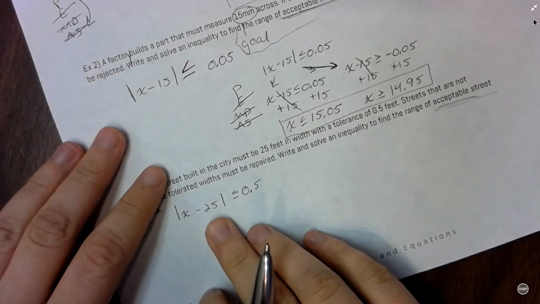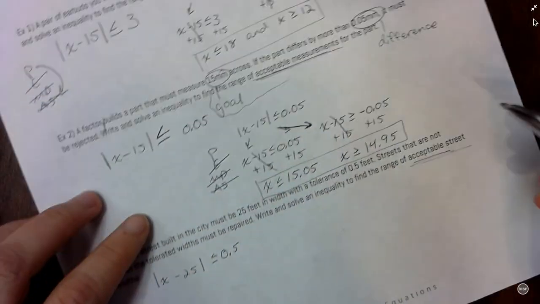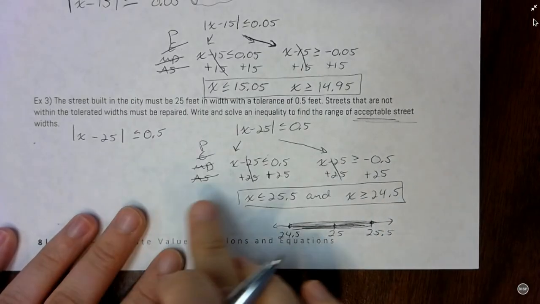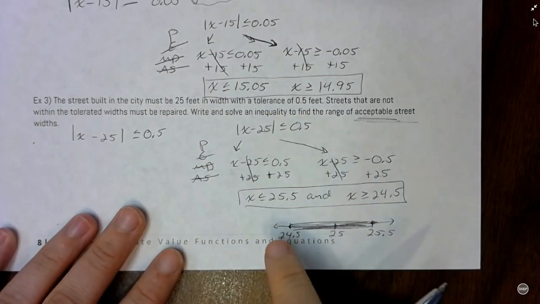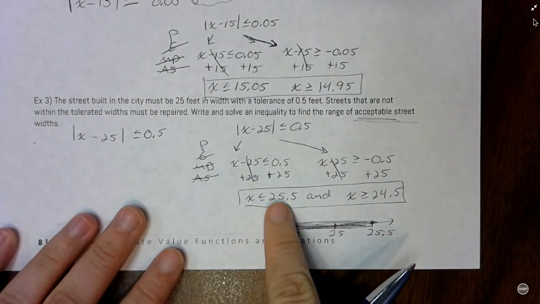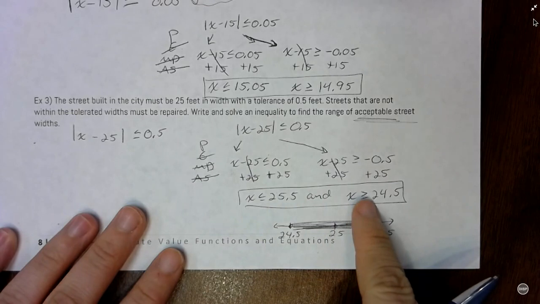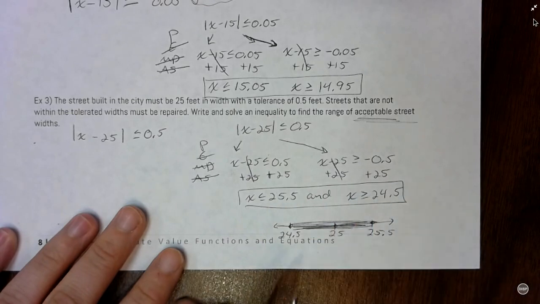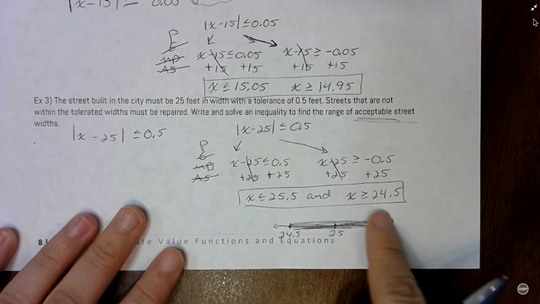Okay, now see if you can solve it and then come back and check again. So here's what solving example 3 should look like. So you get x is less than or equal to 25.5 and x is greater than or equal to 24.5. And if you wanted to draw and shade your number line, that's what it would look like.